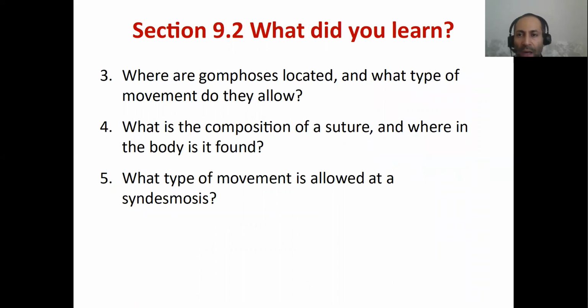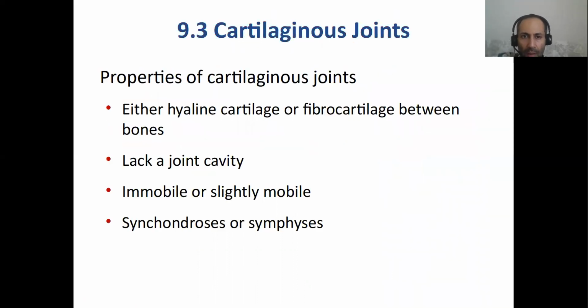Where are gomphoses located? In the gums. And what type of movement do they allow? None. Your tooth has to stay fast within there. What is the composition of a suture? It's a fibrous joint. Where in the body is it found? In between the skull bones. What type of movement is allowed in a syndesmosis? Think radius and ulna, pronation and supination.